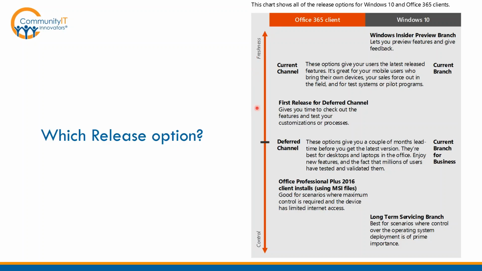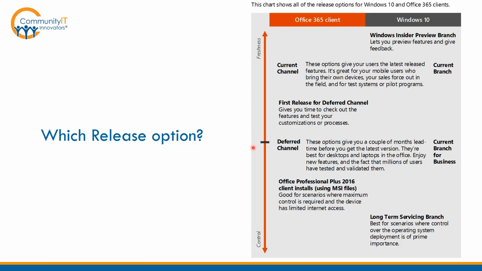Office 365 has an excellently named option called First Release for Deferred Channel, which would be for your Office 365 Pro Plus, so Office 2016 that you get through Office 365. You do have the option to jump ahead a little bit if you want to make sure that you're getting those newest features. Then here in the middle, this is where most organizations are going to be.